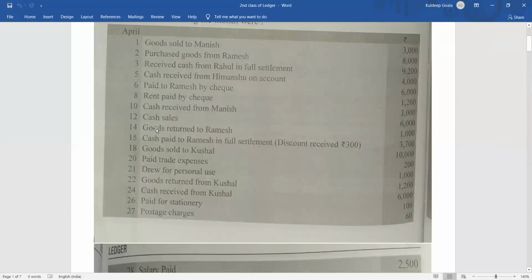Cash received from Manish 1200. Cash received from Manish 1200. Journal entry क्या होगा? Cash account. Okay, no, not this one.